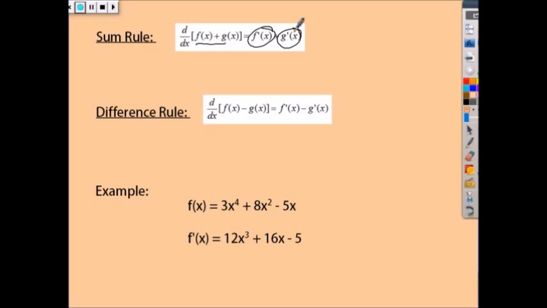The difference rule is similar. It is f of x minus g of x equals f prime of x minus g prime of x. For example, the derivative of 3x to the fourth plus 8x to the second minus 5 is 12x to the third plus 16x minus 5.